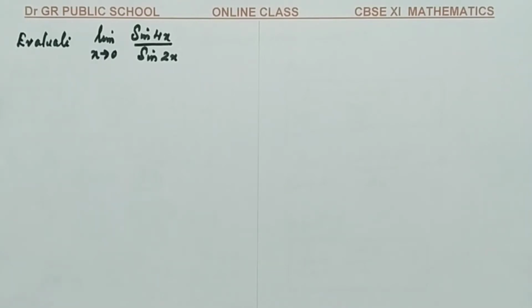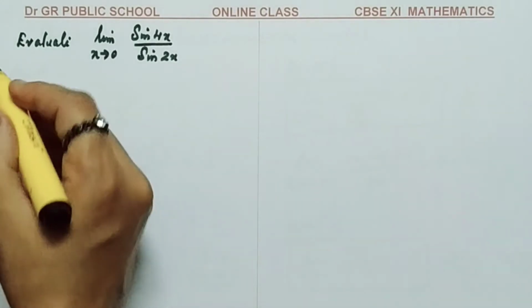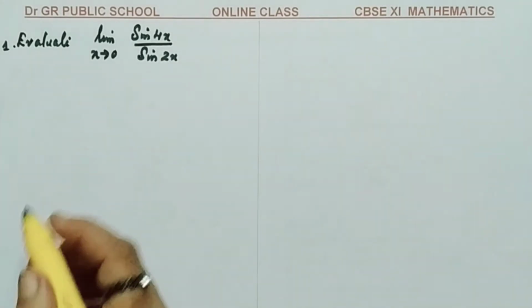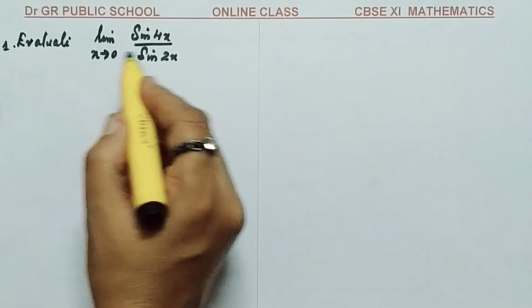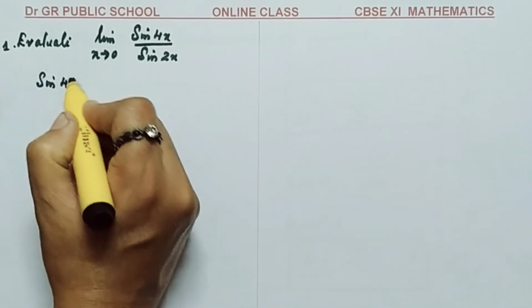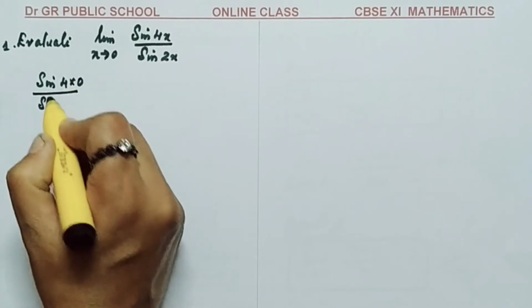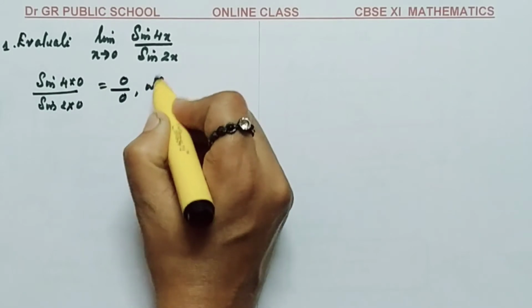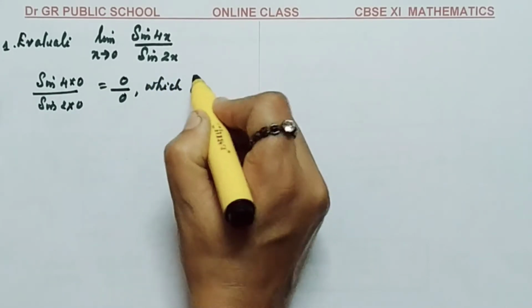Now we are going to do the problems based on the same. First question, evaluate limit x tends to 0, sin 4x divided by sin 2x. Here you can't apply the limit directly. Our first method is the direct substitution method. What happens when x tends to 0? It becomes sin 4 into 0 divided by sin 2 into 0, that is 0 by 0, which is an indeterminate form.